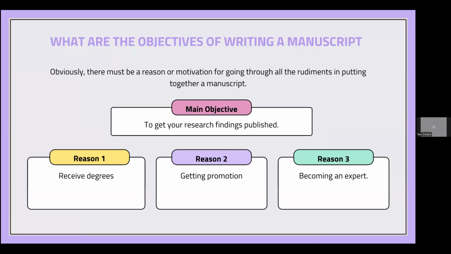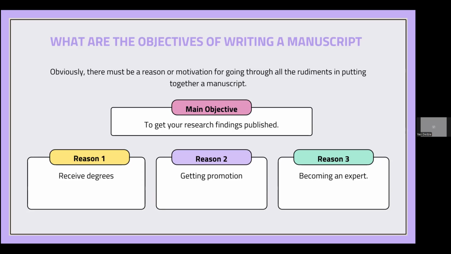So what are the main objectives of writing a manuscript? Why do we even have to write a manuscript? For us as students, the main objective of writing a manuscript is to get our research findings published. That's the main reason. Every day you hear students saying, I'm going to the lab. Even in my school, sleeping in the lab overnight for two to three nights is normal. It's just to get our research findings published.